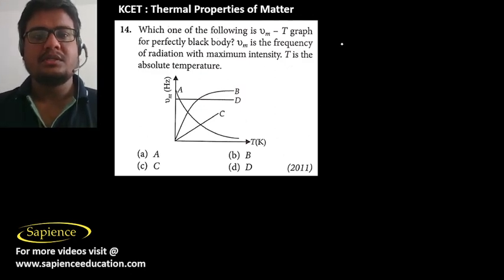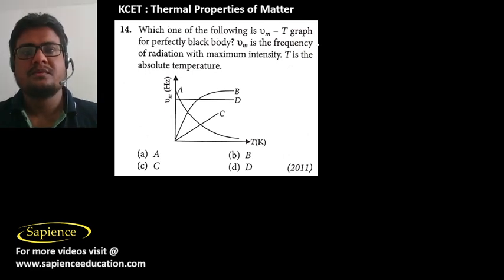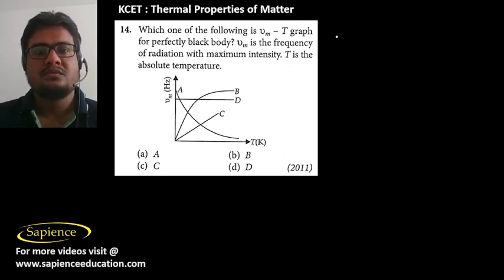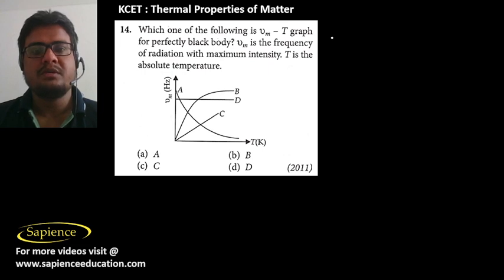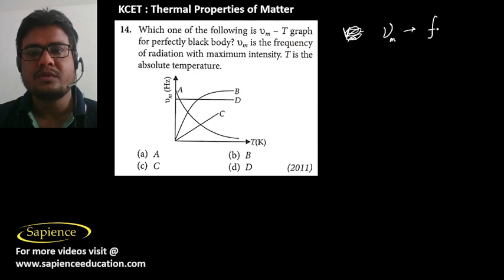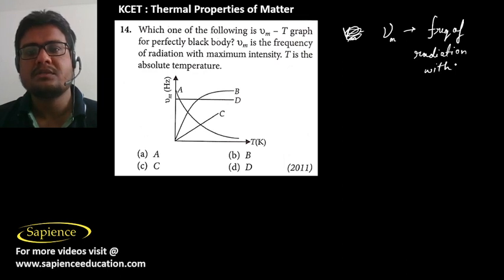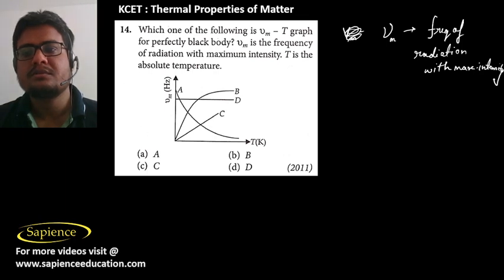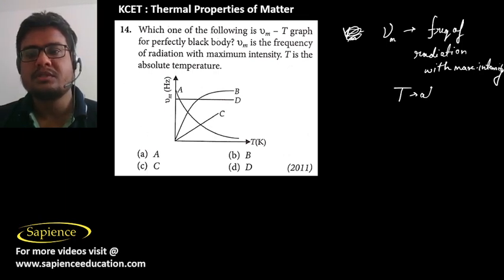Then question number 14 is, which of the following is the nu m versus T graph for a perfectly black body? Sorry, it is not VM, it is nu m. Nu m is the frequency of radiation with maximum intensity, the frequency of radiation having maximum intensity. And T is the absolute temperature of the body.